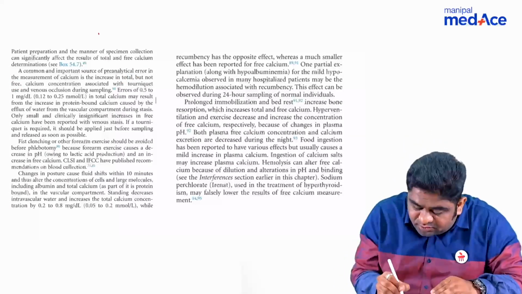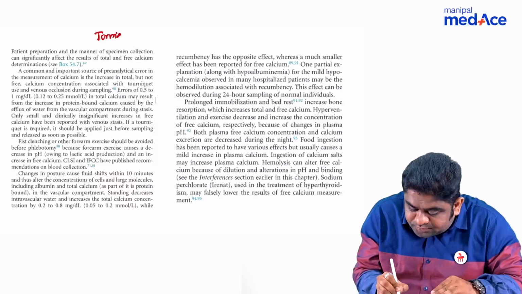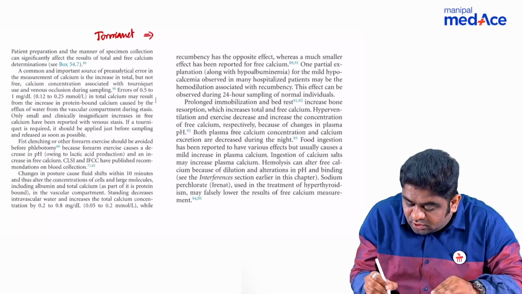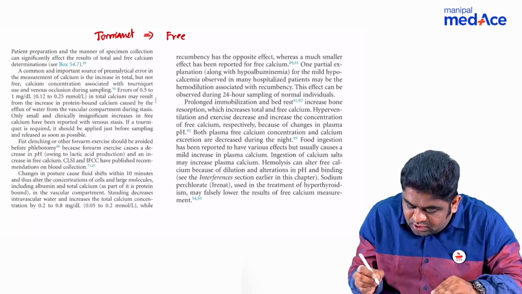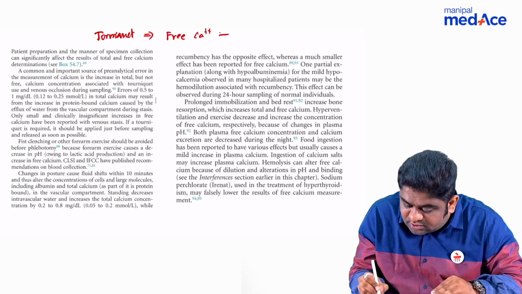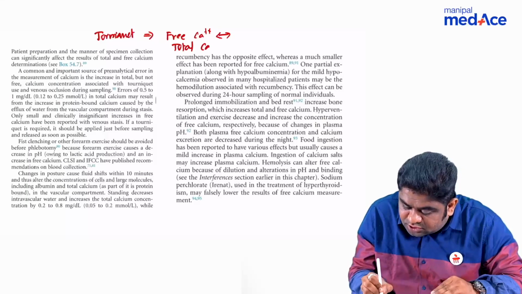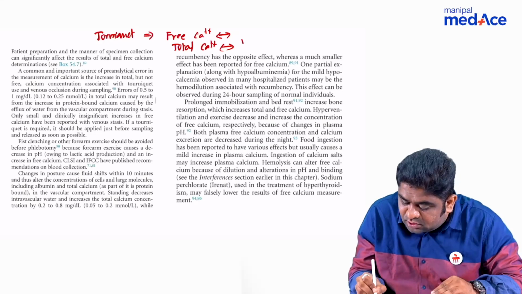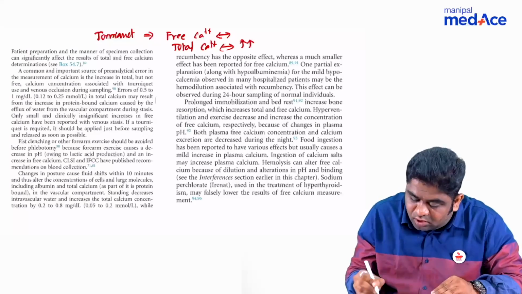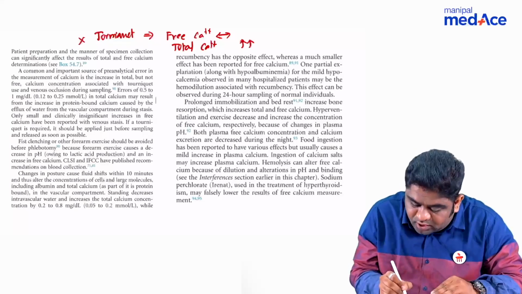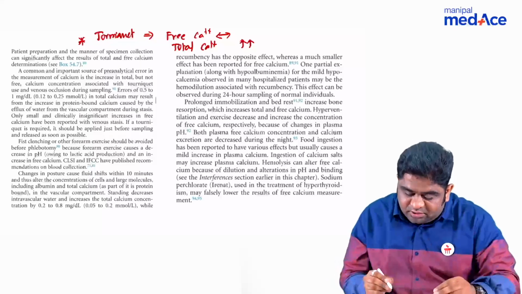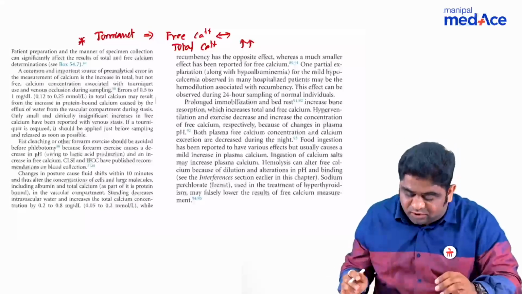So let me write this. When a tourniquet is used, free calcium remains the same, but total calcium increases. This is point number one. Okay, remember this. Next, you have an understanding of how much error can happen.